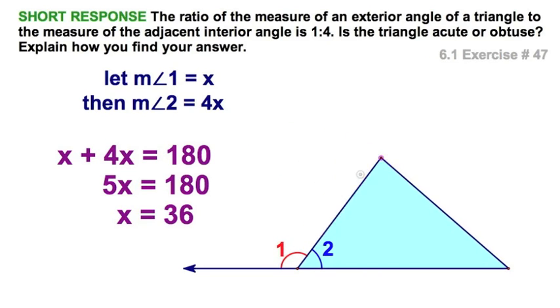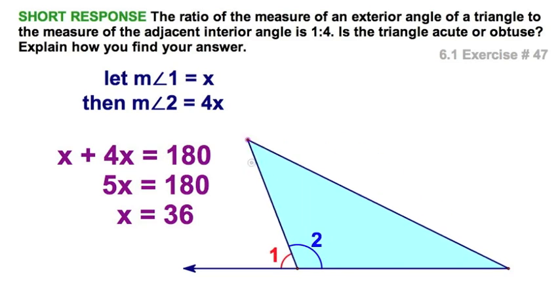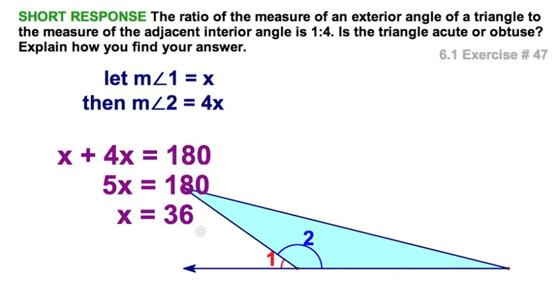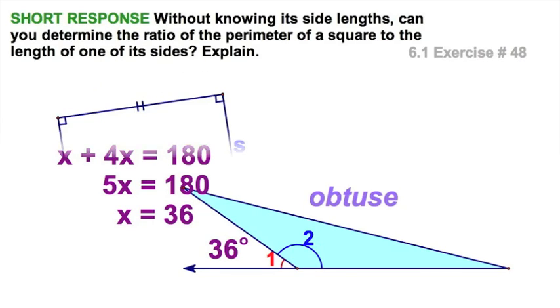So I don't have to wonder if it looks like this or this. It actually looks a lot like this, because that would be a 36 degree angle for angle 1. And therefore, the resulting triangle is absolutely obtuse, because angle 2 is 144 degrees.